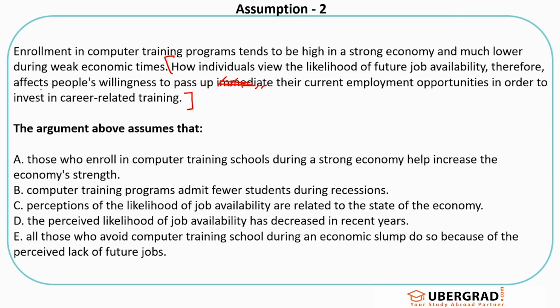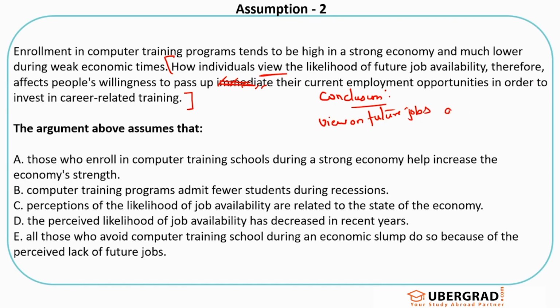How individuals see the likelihood of future job availability, right? What are the chances of me getting a job in the near future if I want to shift something? That perception, how they see it, affects their willingness to leave their current opportunities and invest in career-related training. Let's say I feel that in the current situation the chances of getting jobs are low. If job availability is less, I would not take the risk of leaving the current employment opportunity and investing in new skills to get a better job. If I have a positive feeling, then I might take that risk and invest in myself in career-related training. That is what this conclusion is.